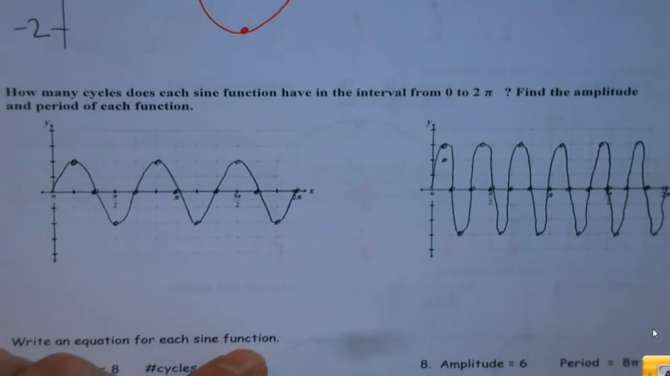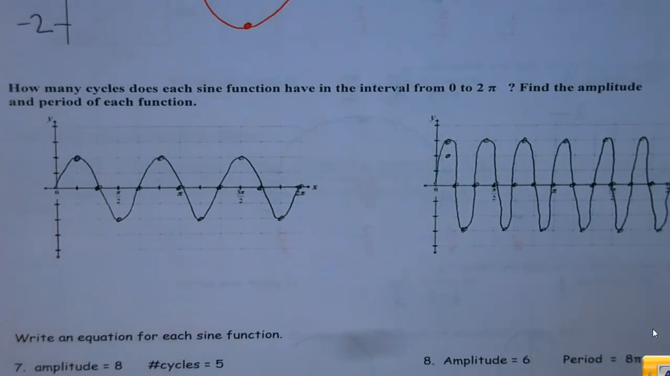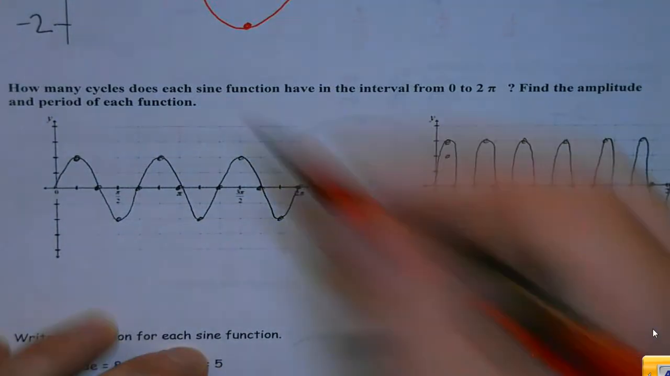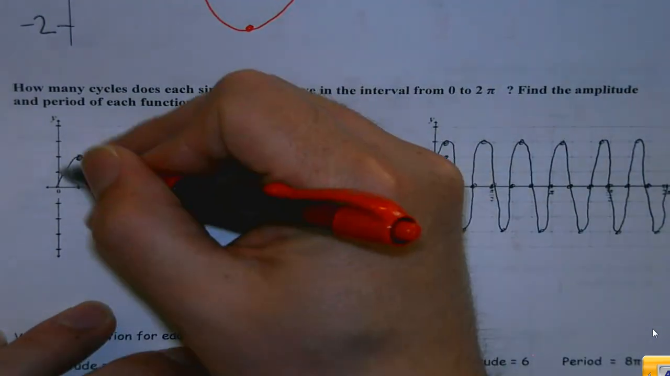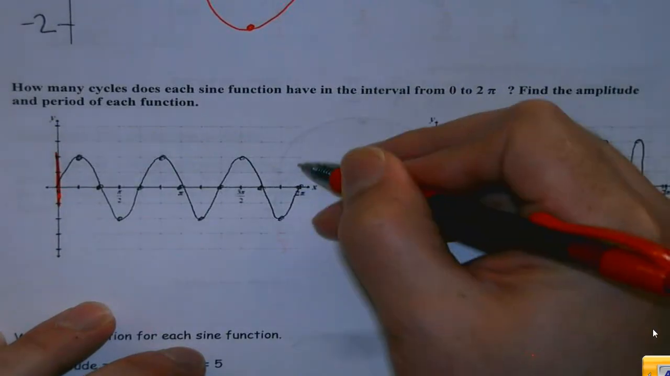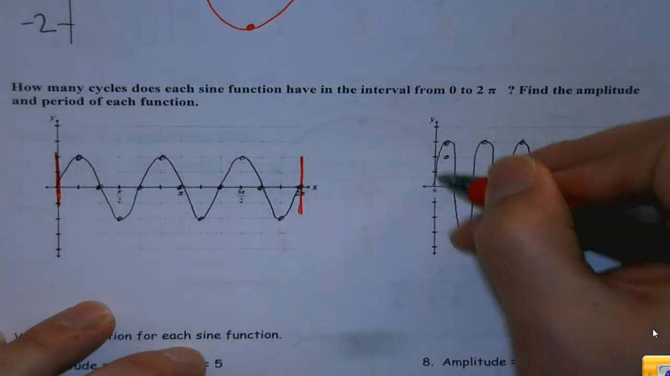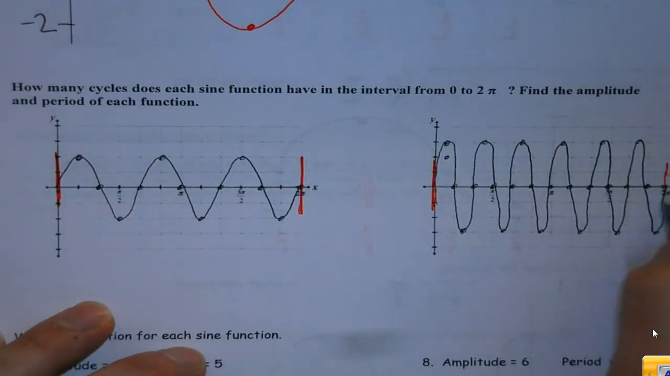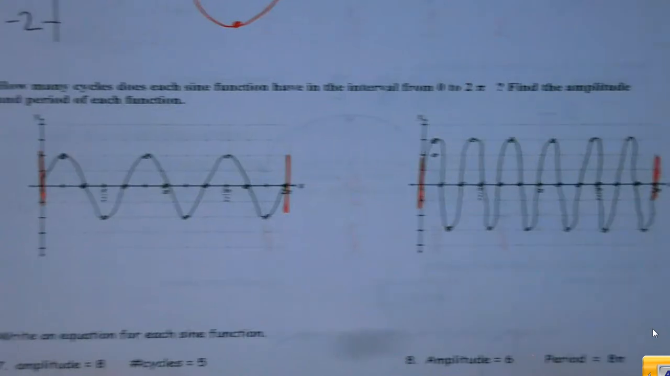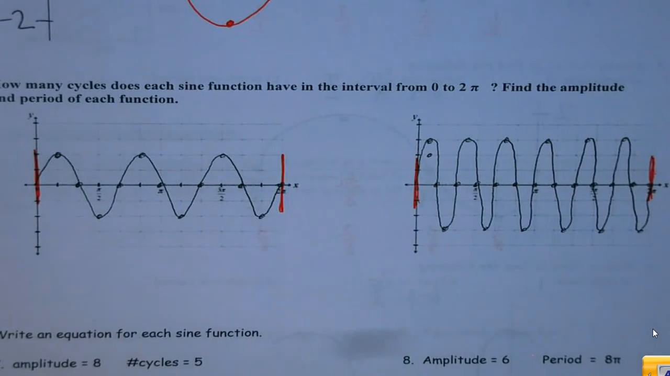How many cycles does each sine function have in the interval from 0 to 2 pi? Find the amplitude and period. Okay, the only part we care about, just in case it ever extends past, is between 0 and 2 pi. Squeeze this other one in here.